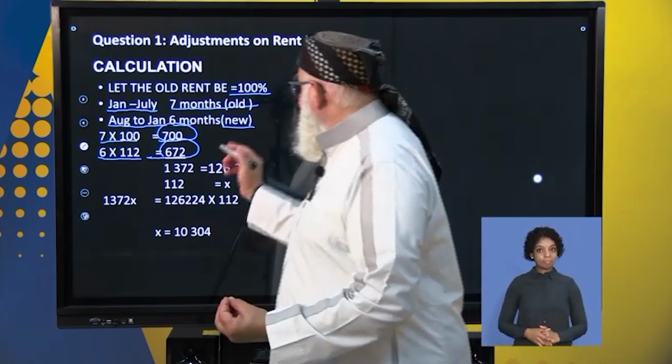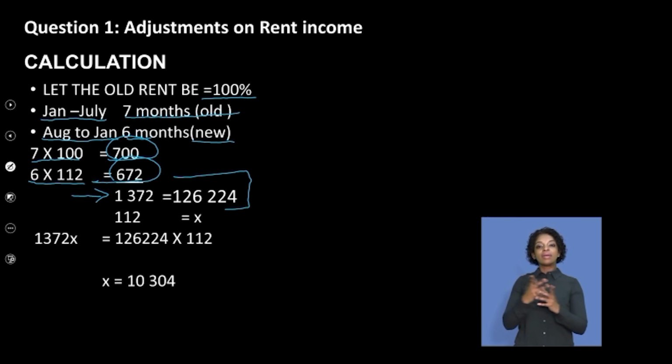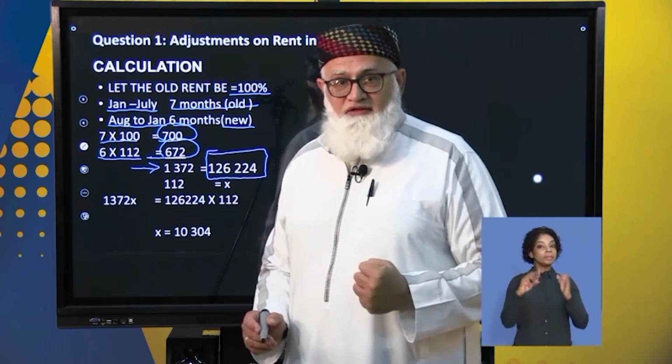Okay, so take that. Add the 2, which will give you 1372 in terms of percentages, which is now equal to the figure that was given to you in your income statement for rent income as 126,224.